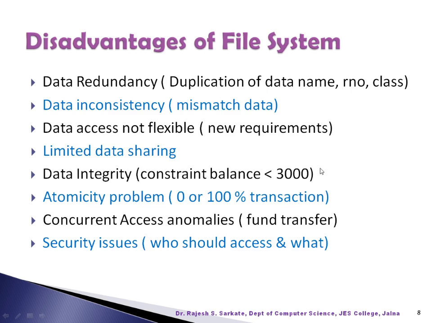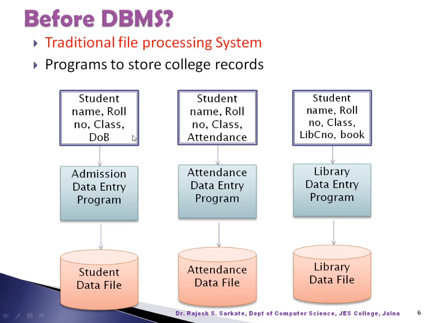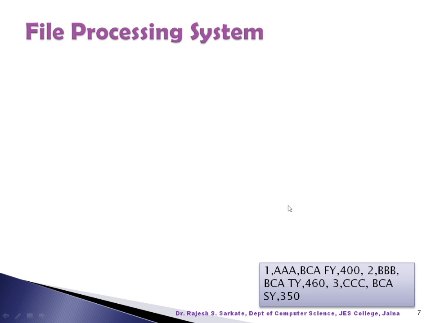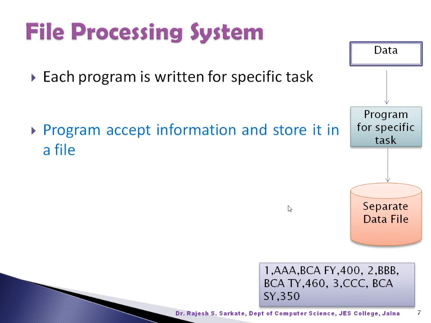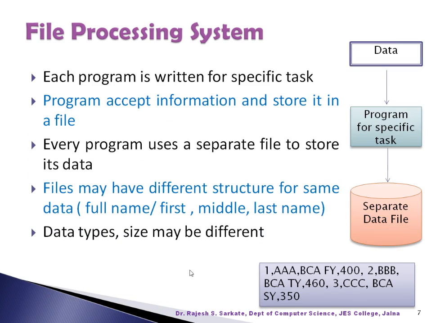So this is the concept of the file system, and there were some issues regarding it, due to which the DBMS has emerged. Let me briefly revise. Before DBMS, there was a traditional file processing system in which every program had its own records and files, which may have the same data. This data may be stored in different ways, different formats, different structures and data types. So that created the issues.